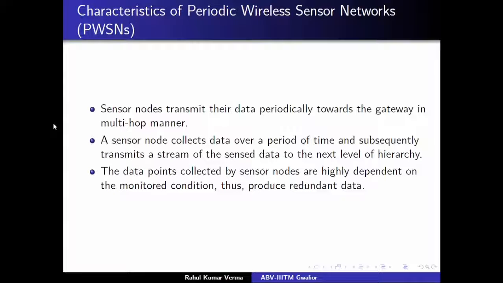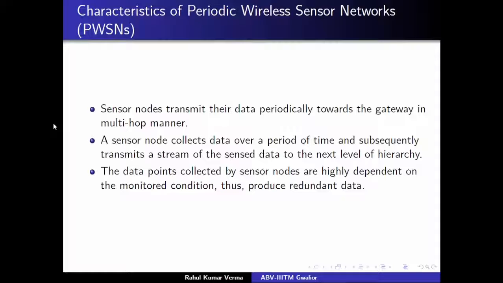As sir discussed earlier, what a wireless sensor network is, and all the sensor nodes are really power constrained devices. So we cannot do a lot of computations or afford so much communication between sensor nodes. In periodic wireless sensor networks, sensor nodes sense data in a period of time and transmit a collection of data points to the next hierarchical node. All this data is transmitted to the gateway in a multi-hop manner.